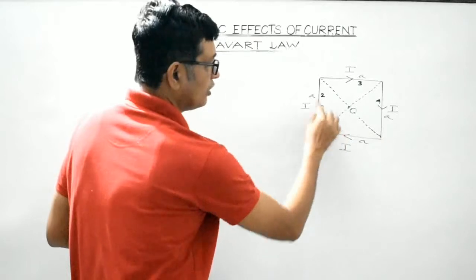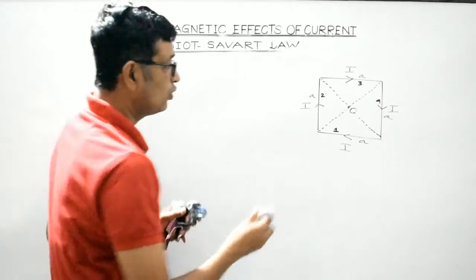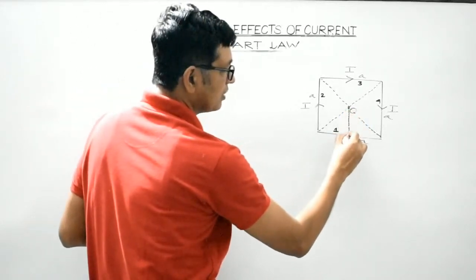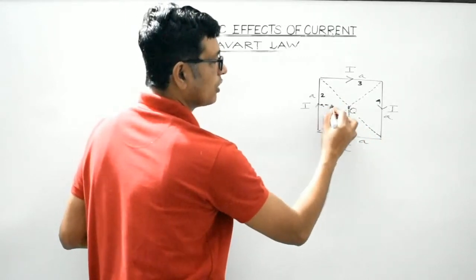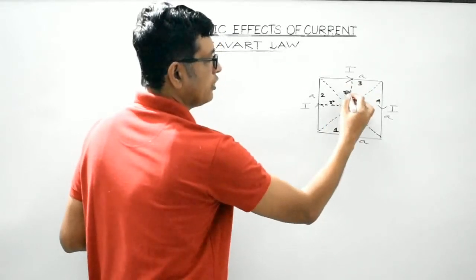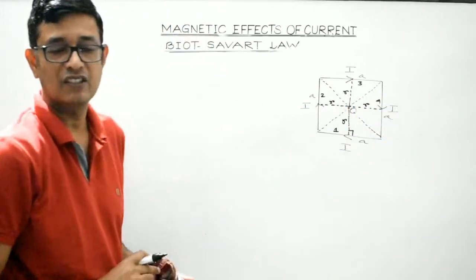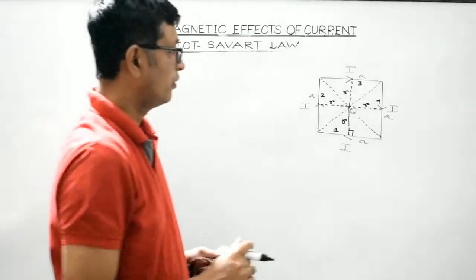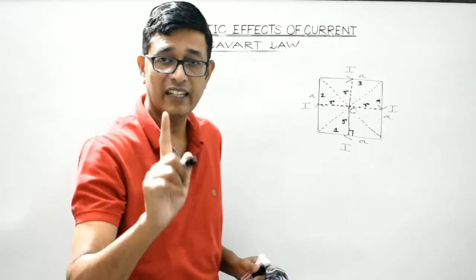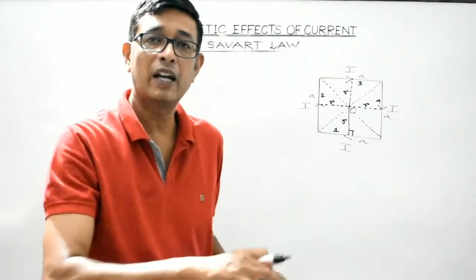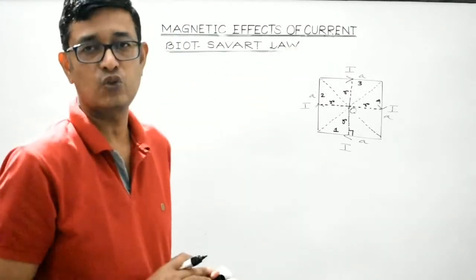Also the length of the current carrying conductor, the magnitude of the current flowing through each part, as well as the perpendicular distance of the observation point from the conductor, are the same in all 4 cases. So the magnitude of the magnetic field at point O due to each of these 4 segments would also be the same. So we will find the magnetic field at point O due to any one side, and then multiply it by 4. That will give us the total magnetic field at the center of the current carrying square, right?